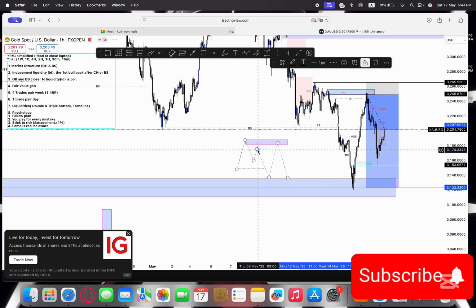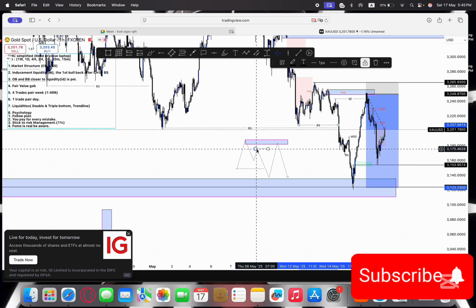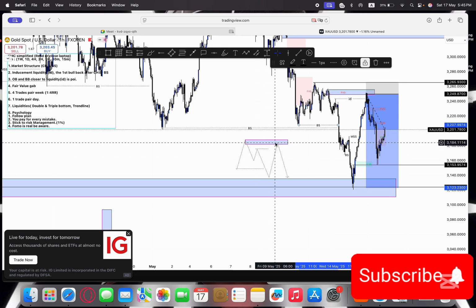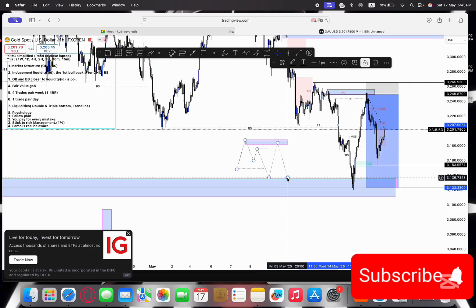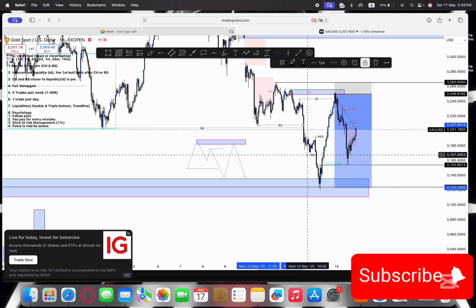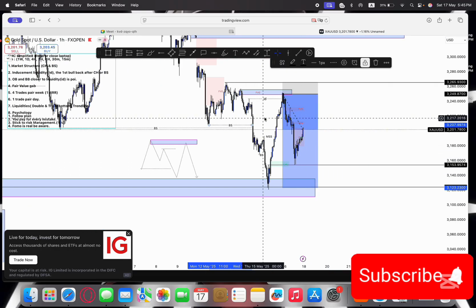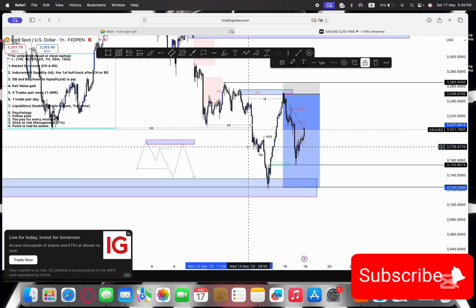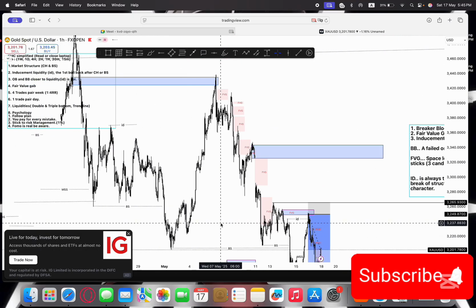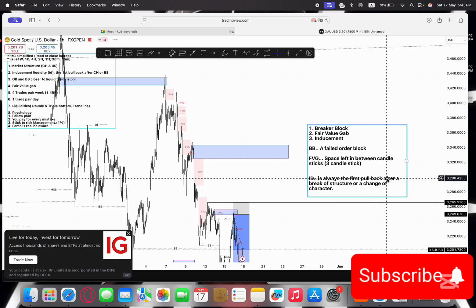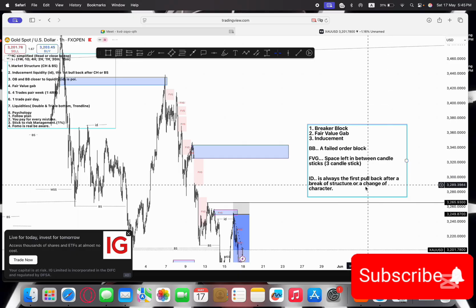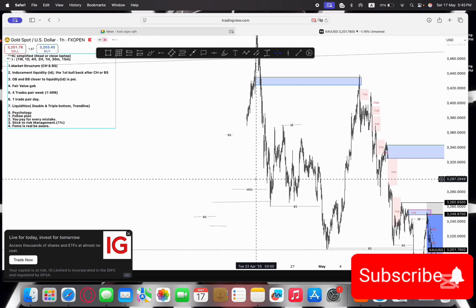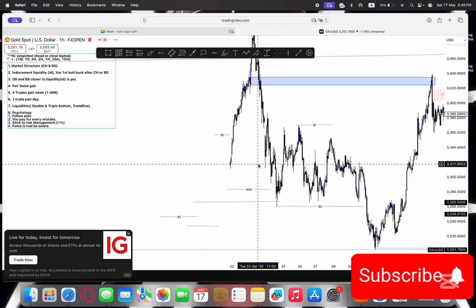So this is a structural inducement or liquidity inducement. You identify it and then you target the next low. That's why I took this trade. And to talk of the first pullback of a break of structure or a change of character, this is a perfect example of that one.